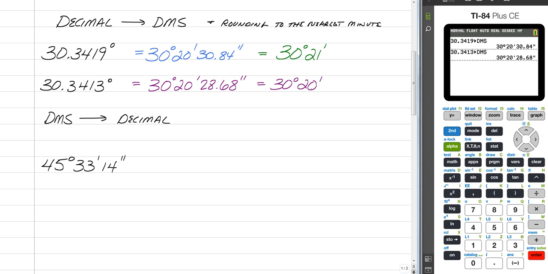We don't think about 0.5 when we're rounding to minutes. We think about 30 seconds as half a minute. So if it's 30 seconds or above, we round the minute up. If we don't, we keep it as is.